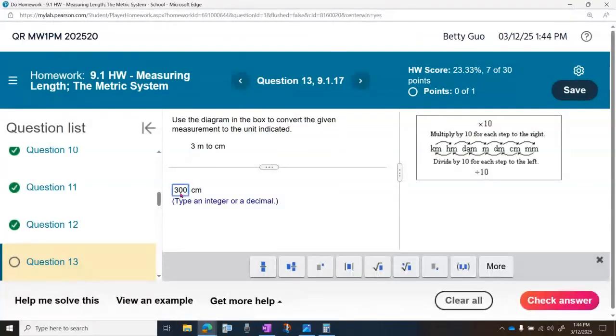Very easy. Think about 100 centimeters. Cent means century, 100, right? We know cent means 100. So 100 centimeters in 1 meter. So 300 centimeters in 3 meters.